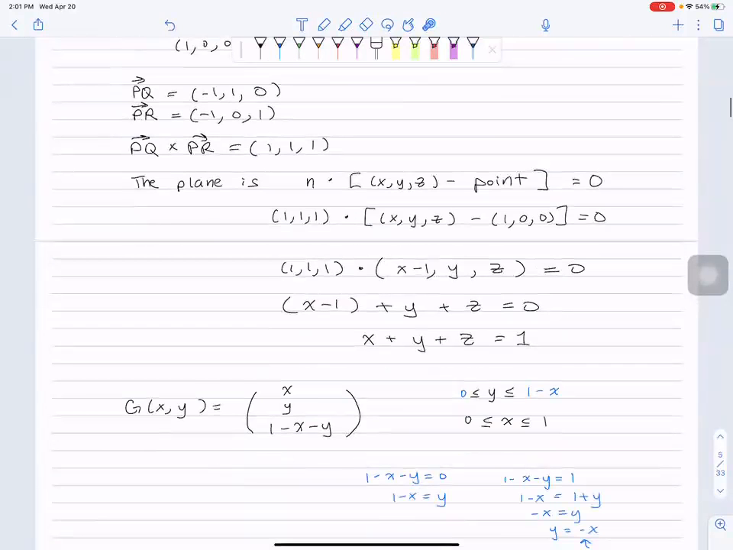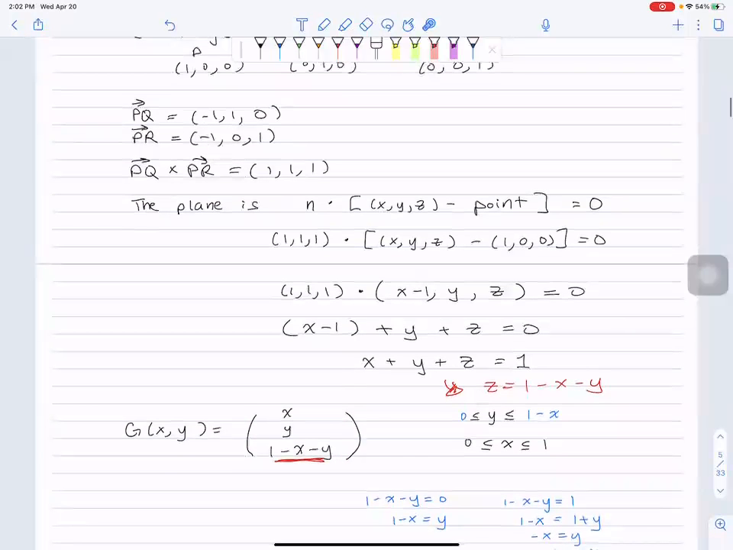In this parameterization of the plane, you still have x, you still have y, but now I want to rewrite z. If I rewrite z from this plane, I get z equals 1 minus x minus y. So now our parameterization just has two variables, and this exactly describes our whole entire plane. This is what a parameterization is. Any questions on how I got this parameterization?